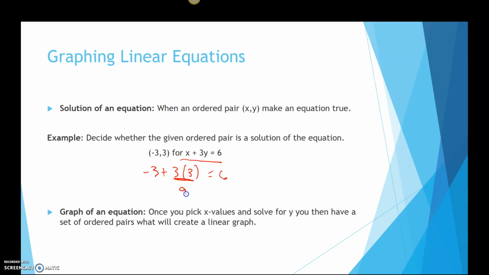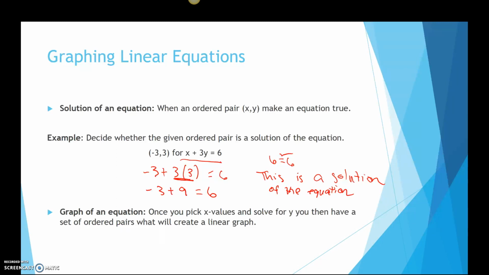So let's solve this using order of operations. 3 times 3 is 9. -3 plus 9, does that give me 6? It does. So 6 equals 6, and this is a solution of the equation. Now if I had another ordered pair, let's say 1, 2, and that does not equal 6, then that answer would be not a solution.